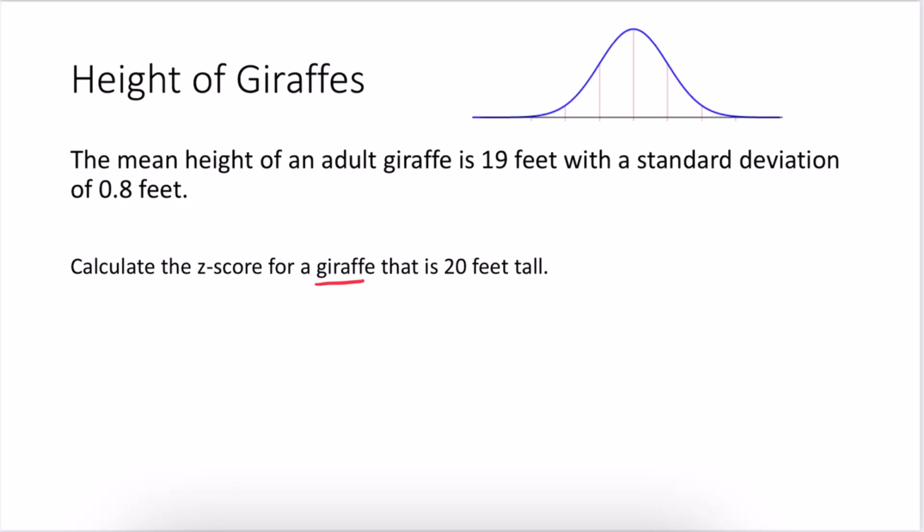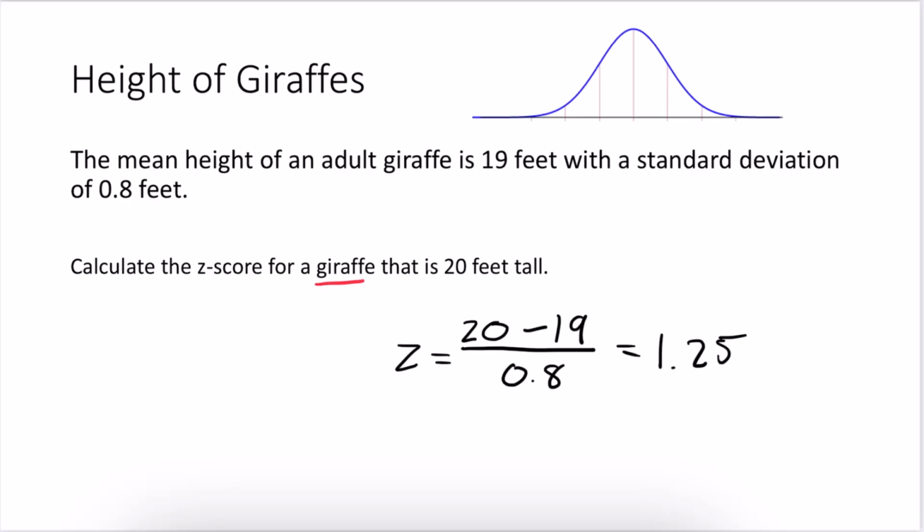Okay, so the way that we're going to calculate the z-score is we're going to say that our z-score equals the height of the giraffe we are looking at, which is 20. Then we're going to subtract the average height of a giraffe, which is 19. And then we're going to divide by the standard deviation. So we get 0.8 as our standard deviation. And when we do 1 divided by 0.8, that tells us that this giraffe that we're working with is 1.25 standard deviations away from the mean.